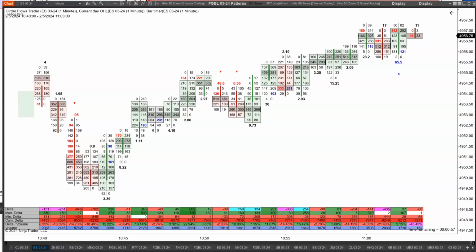We're going to be talking about one of my original and favorite trade setups that I still look for today in the order flow footprint chart.